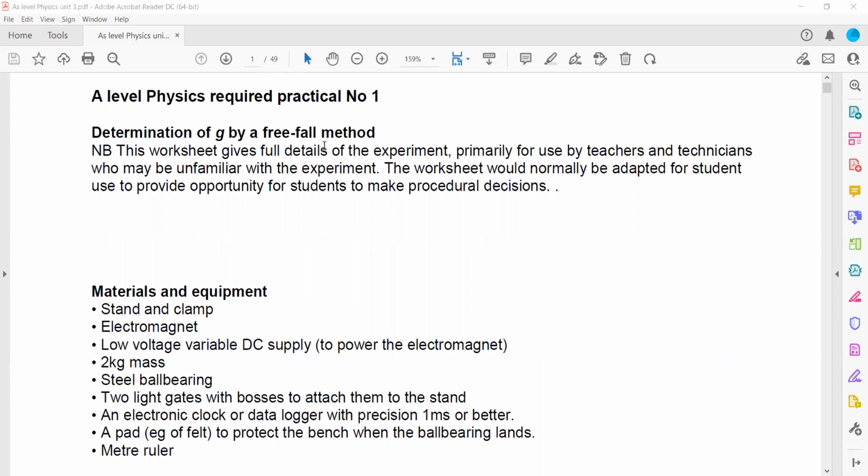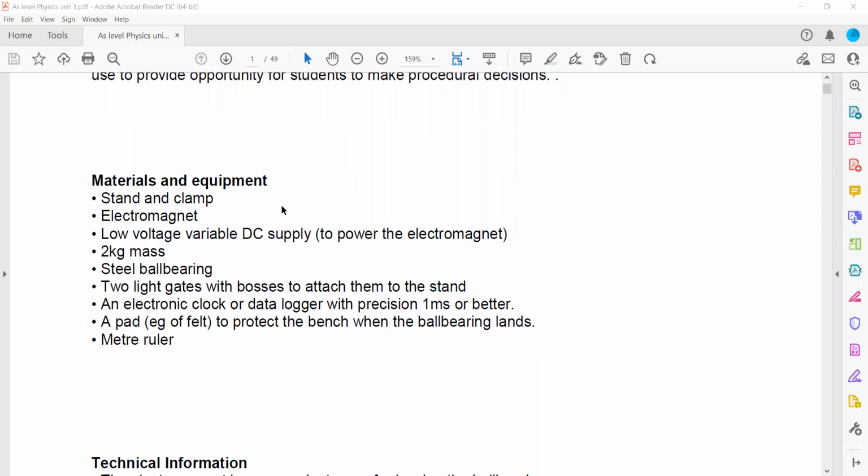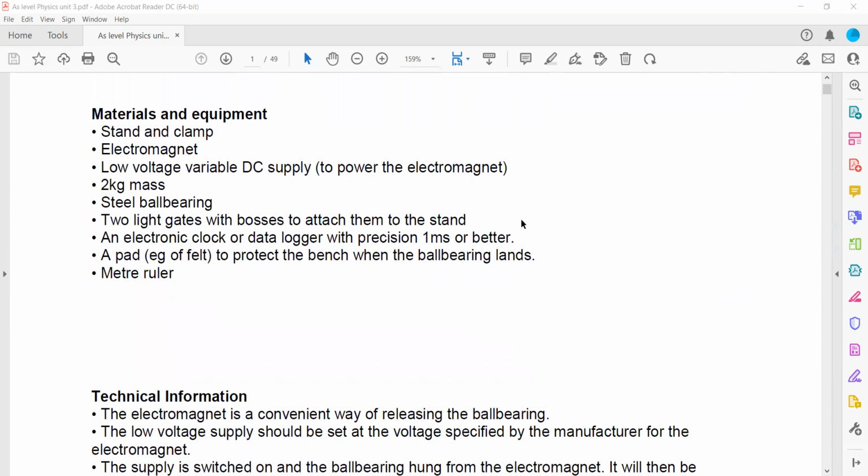So the practical one is about finding the acceleration due to gravity by the free fall method, how we can find the acceleration of a free fall, or the value of g. The materials are a stand and clamp, an electromagnet, a low voltage supply, a 2 kilogram mass, a steel ball bearing, two light gates, and an electronic clock or a data logger.